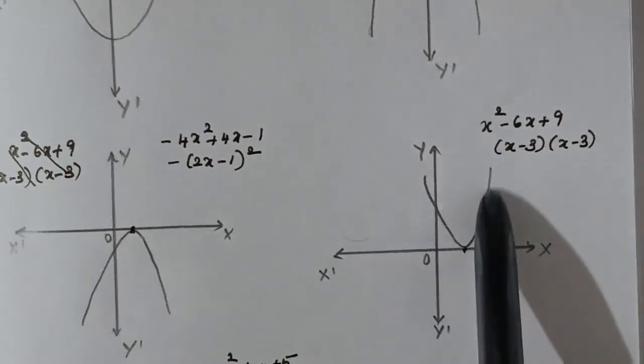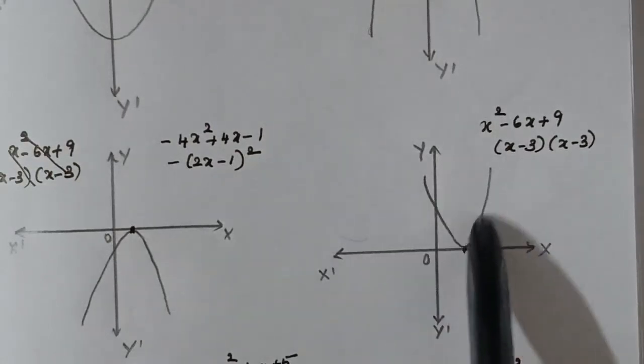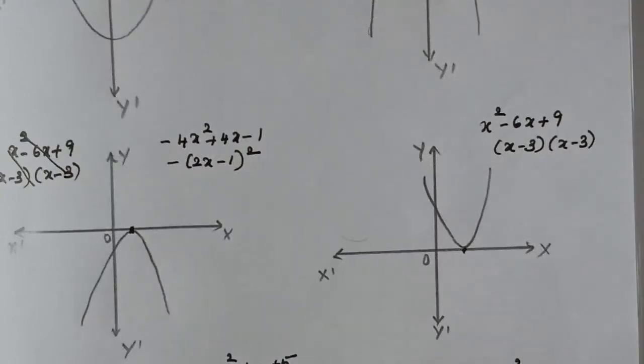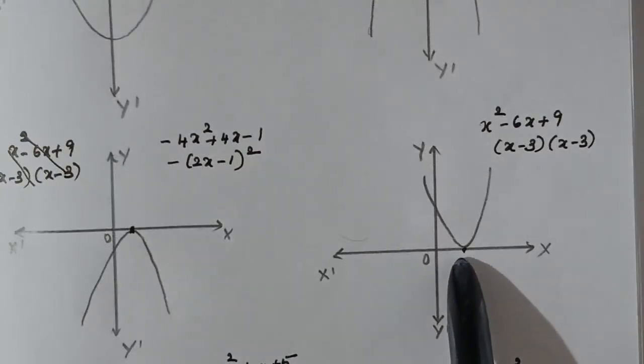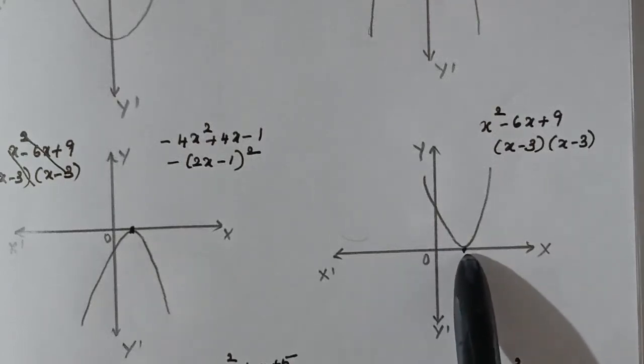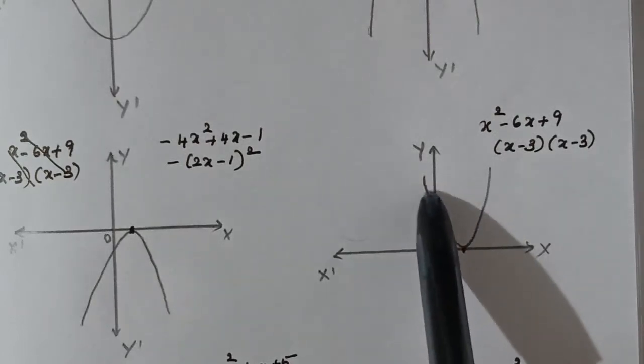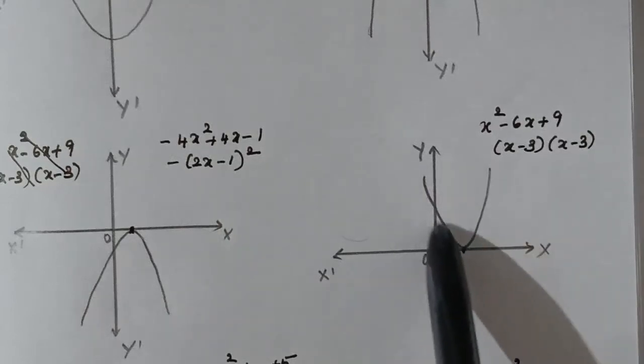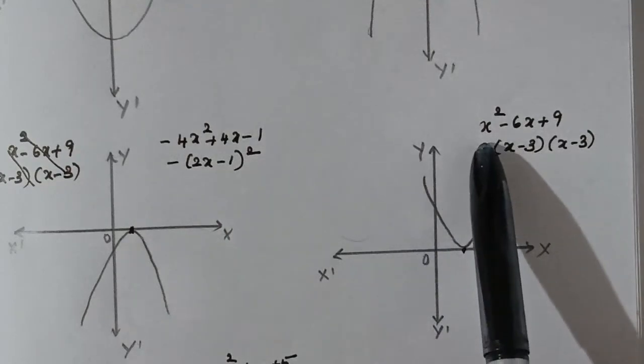Now we will see this graph. This graph, the parabola opens upwards. And here also you can see that it touches the x-axis only at one point. What does it show? It shows that it has got two equal zeros. Since it opened upwards, that shows the coefficient of x squared is positive.